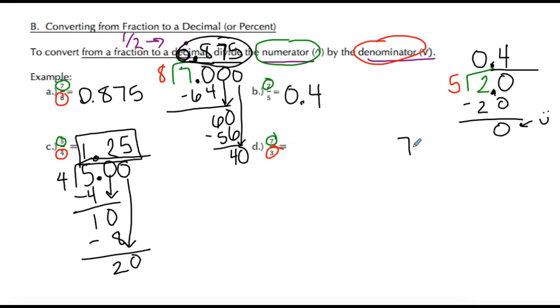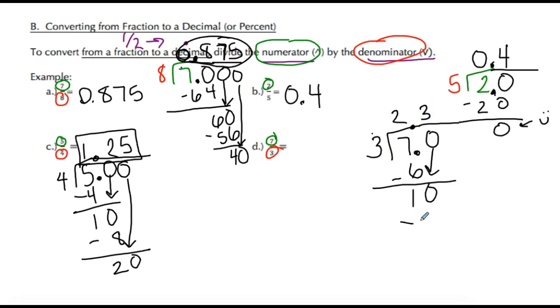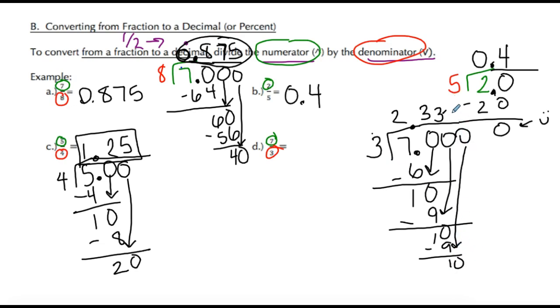7 thirds. 7 divided by 3. Top, bottom, top, bottom. So 3 goes into 7 2 times. 3 does not go into 1. So add my decimal. 3 goes into 10 3 times. And you'll start to see a pattern here. 3 goes into 10 3 times again.